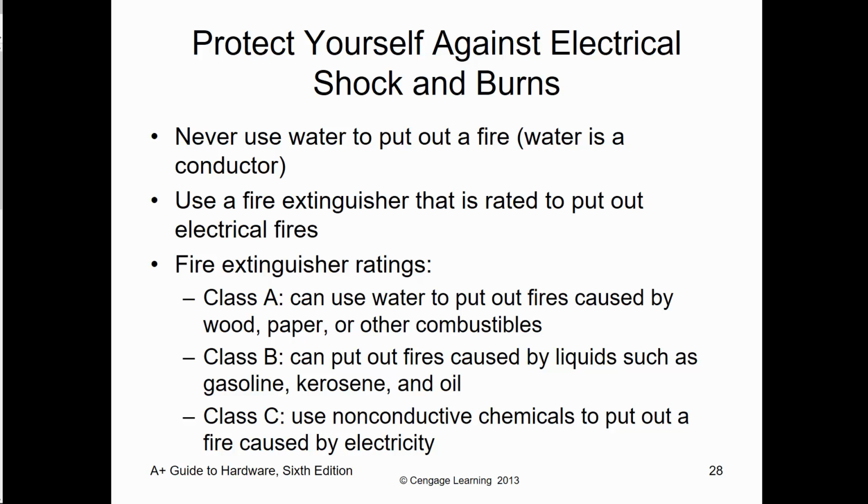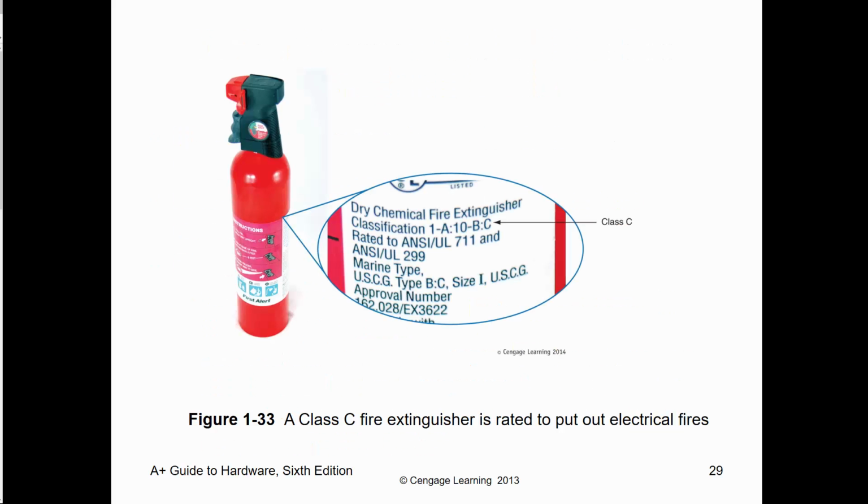Class C is a non-conductive chemical to put out a fire caused by electricity. Again, we don't want to use water, because water is a conductor, so that would actually spread the electricity. So we have to be careful with what type of fire we're dealing with and what type of fire extinguisher we're going to use. Now, a fire extinguisher can be rated for several things. Here we have a Class C fire extinguisher.